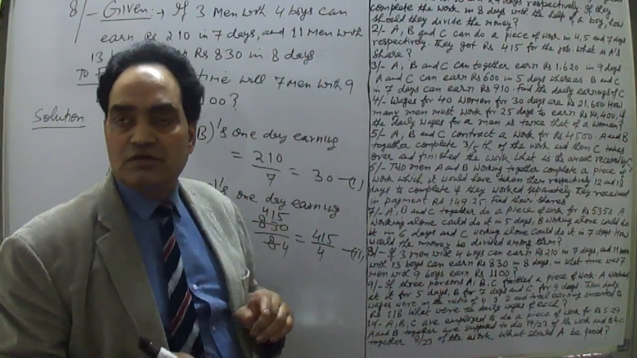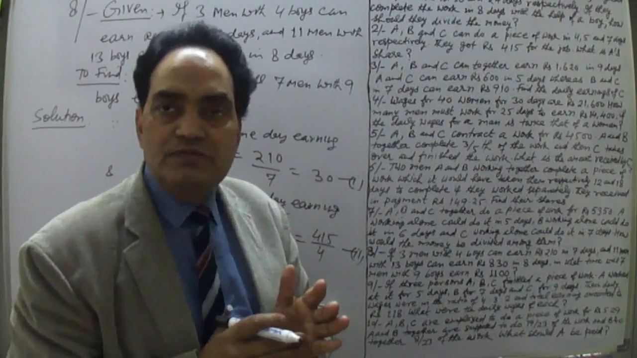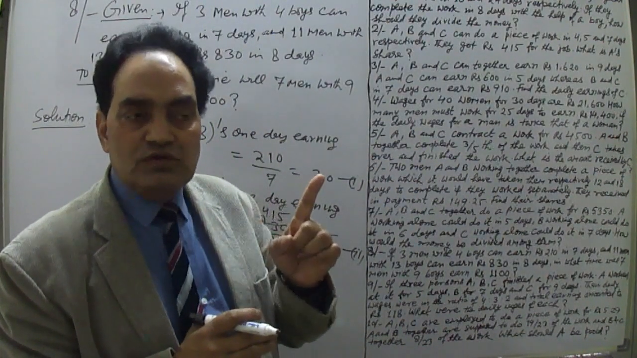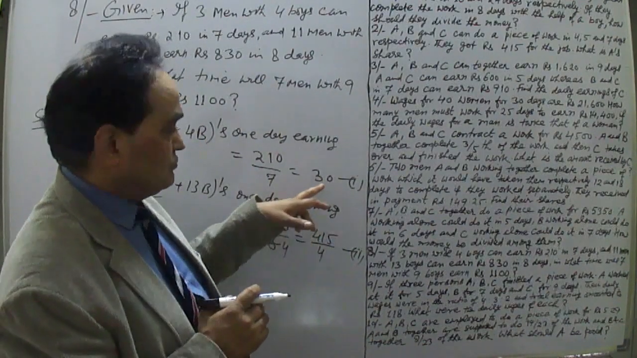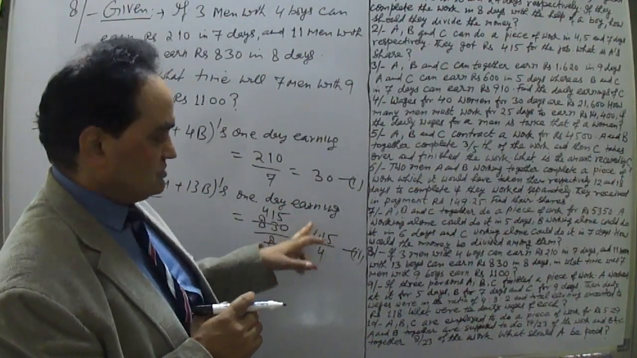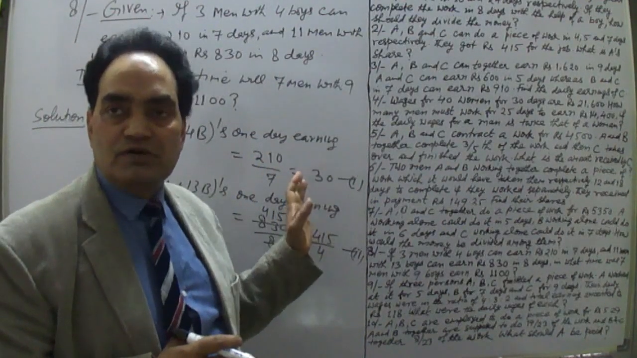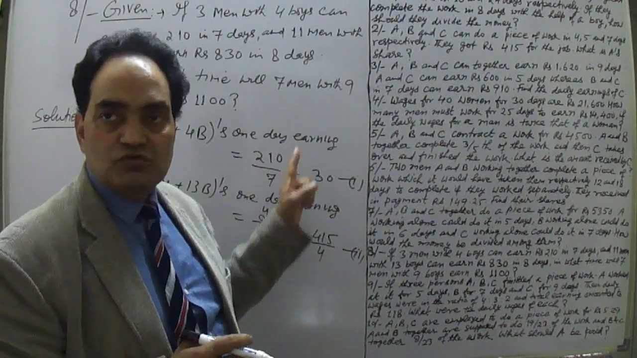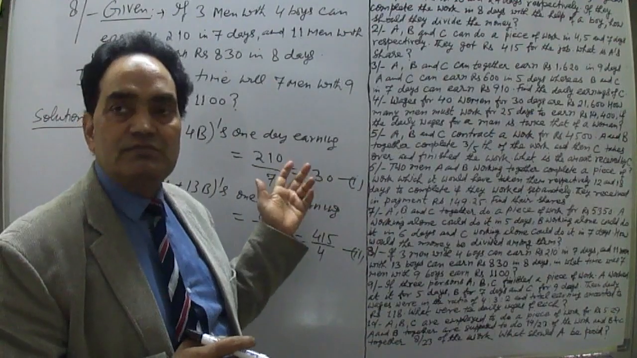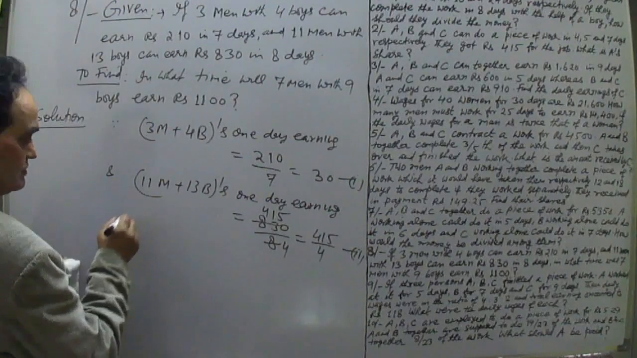Now we have to equate these two equations. We have to find out how many persons will be needed to earn rupees 1 in 1 day. For that we divide the 1 day earning by the 1 day earning, taking it into the denominator, so that it will be 1 rupee earning per day, and then both equations can be equated. So from the first and second equation, let me find out further.